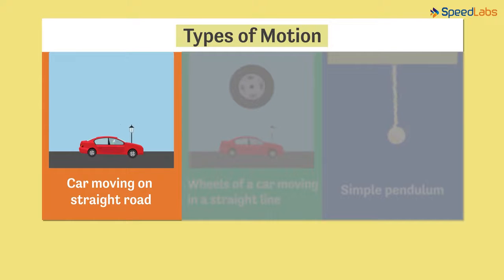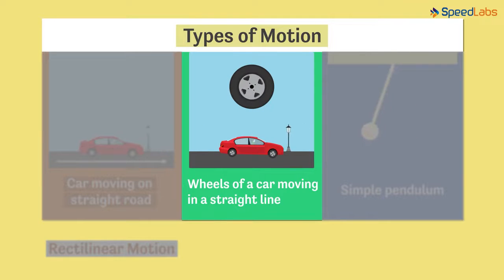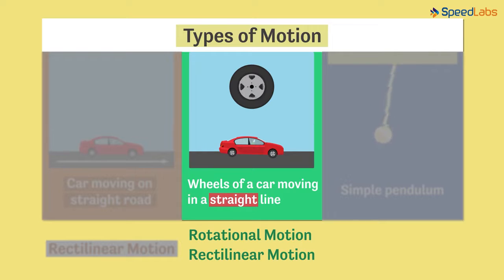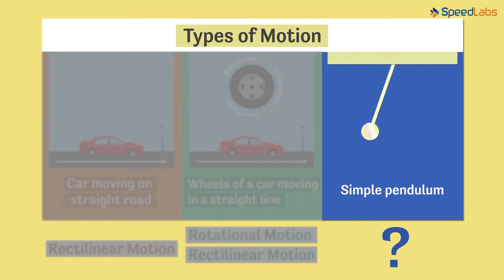The first one is clearly rectilinear motion. It's a car moving along a straight line. The second one is interesting. Most of us would have guessed rectilinear motion after seeing the word straight. Which type of motion are the wheels of an automobile performing? Are they undergoing rotational motion or rectilinear motion, or both? Since the automobile is moving in a straight line, its wheels are undergoing both rectilinear and rotational motion at the same time. What about the simple pendulum?